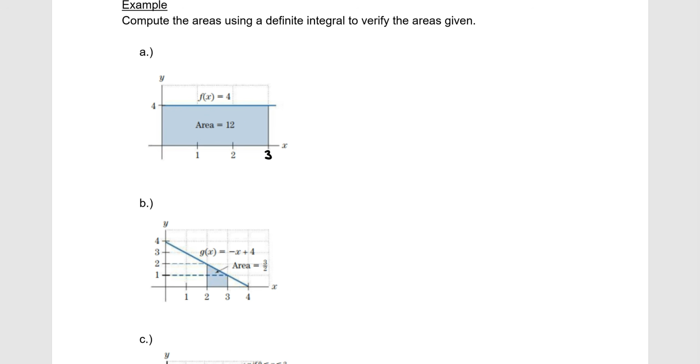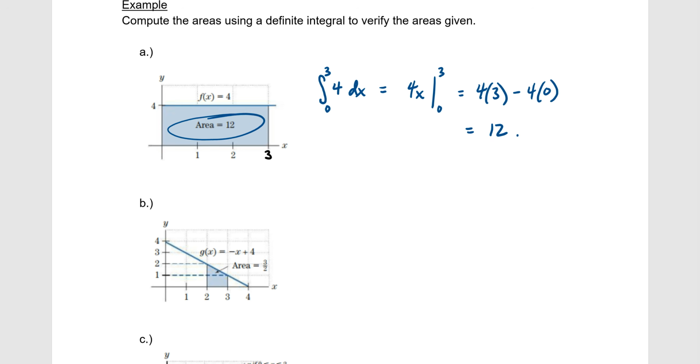Let's do it using integration. So the integral here would be the integral from 0 to 3. So always remember that we're talking about the x values here, 0 to 3. And the function is 4. So we're looking for the integral from 0 to 3 of 4 dx. So let's go ahead and evaluate. The integral of 4 is 4x. We're going to evaluate that from 0 to 3. So we plug in the upper bound of 3, minus plug in the lower bound of 0. We get 12 minus 0, so we get an area of 12, which we already knew was the answer, but we just verified it.